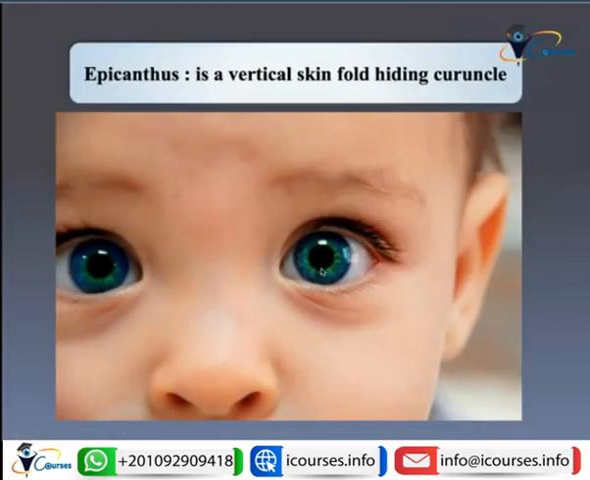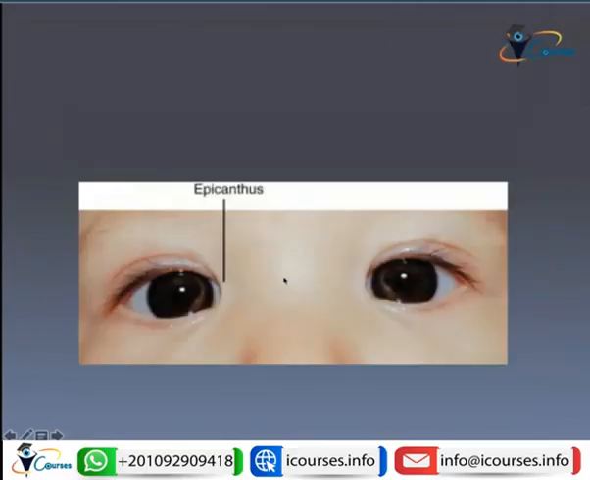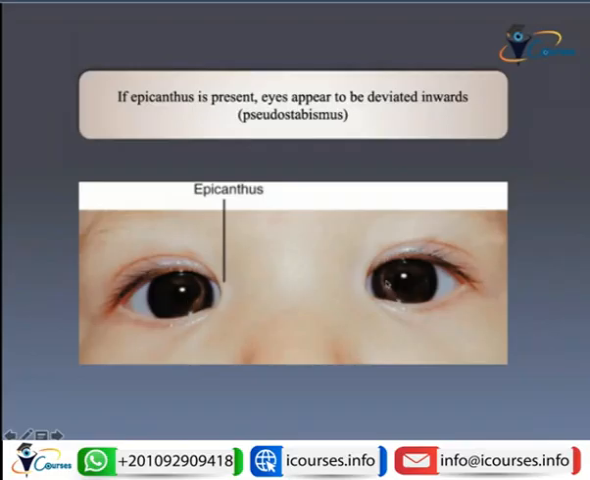Sometimes at the area of the medial canthus, we can see a vertical skin fold covering the medial canthus, which is called the epicanthus. The epicanthus is usually present in children or orientals. Its clinical significance is that it can give the appearance of pseudo-esotropia, an appearance of inward deviation of both eyes toward the nose. This is not a true deviation. It is just a false impression of deviation caused by this vertical skin fold covering the medial canthus.